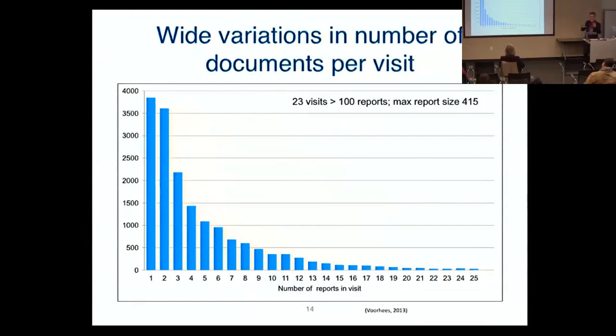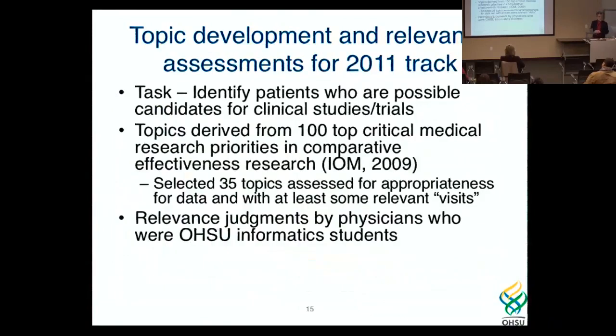And so, if you're trying to develop a retrieval system where you have over 100 reports that are mapped to the thing that you're trying to retrieve versus some of them have one, it just makes the task a little more challenging. So we started with this retrieval task in 2011, again, identifying patients as candidates for clinical studies. That was right around the time that a lot of work was going on around healthcare reform and identifying critical medical research priorities. So we tried to focus on those as our information needs.